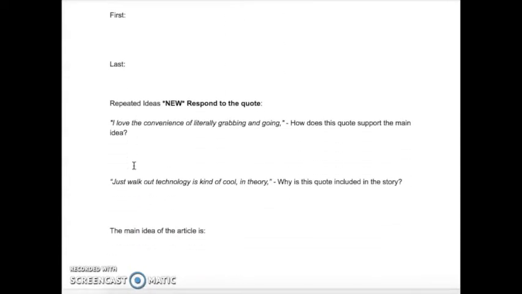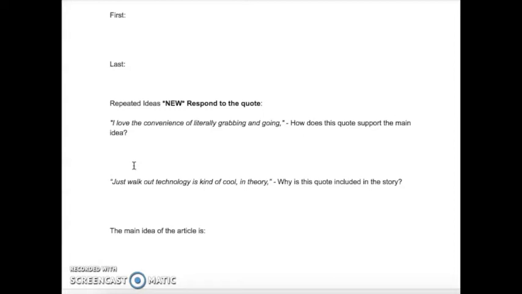Repeated ideas are not so much repeated ideas now. New, this is respond to the quote. These are 2 quotes, those in italics, that are directly from the story. I want you to respond to them in this way. So the first one says this: I love the convenience of literally grabbing and going. We'll see that in the story, and I'll point that out. But your job is to answer this question: how does this quote support the main idea? The other quote that I want you to consider is this: just walk out technology is kind of cool in theory. Why is this quote included in the story?